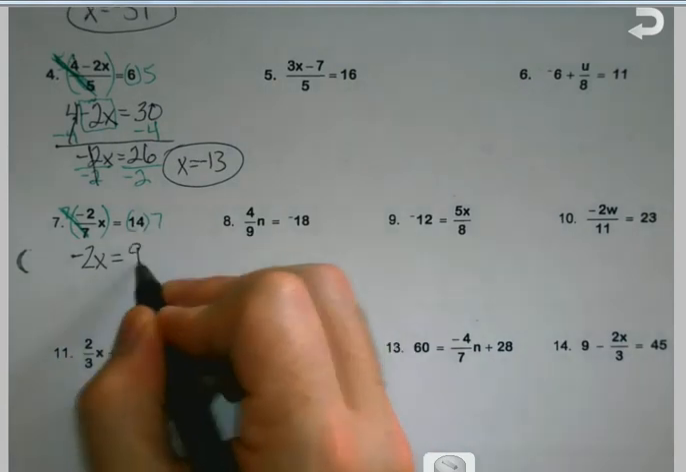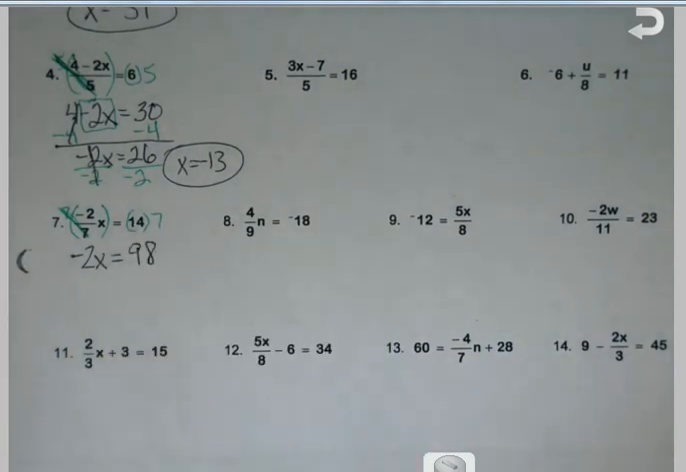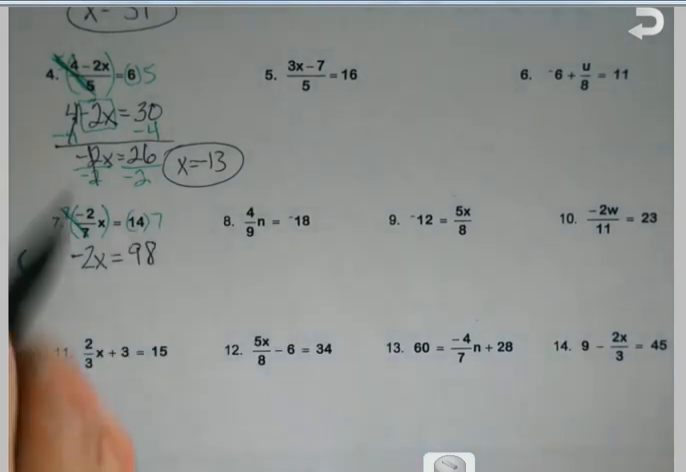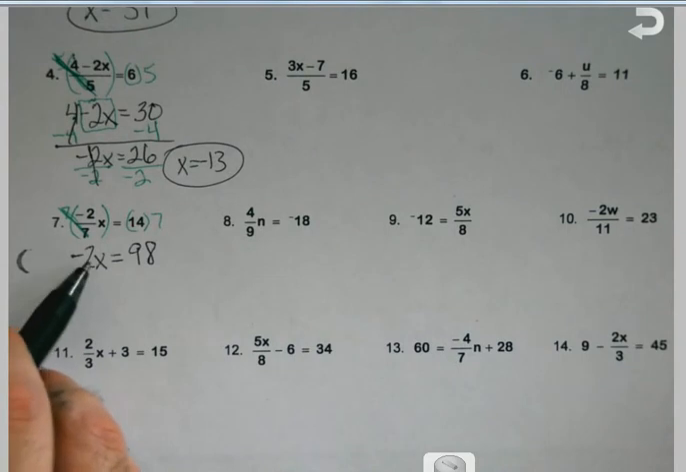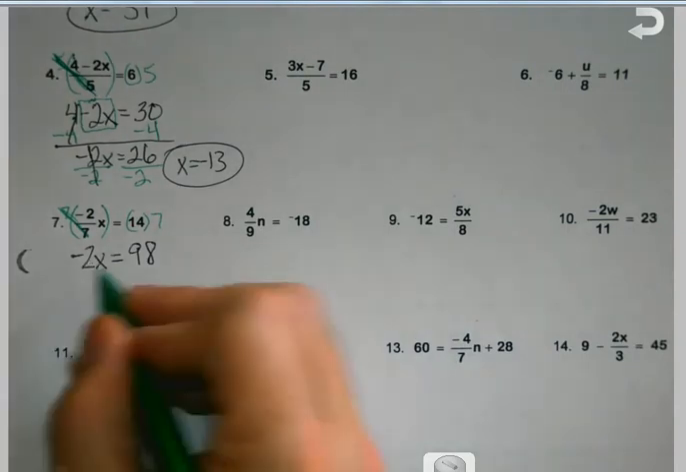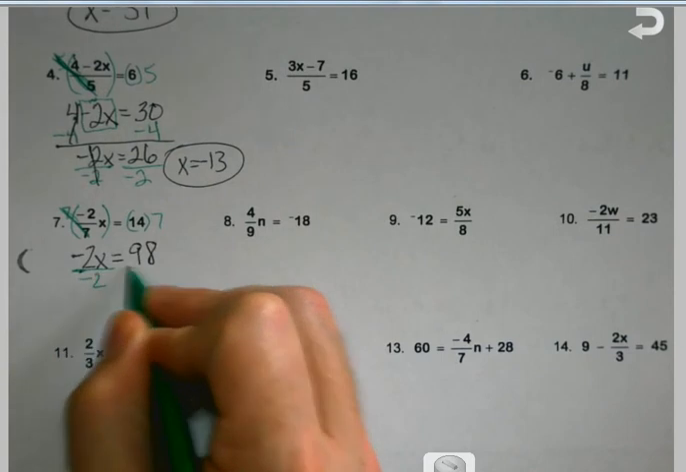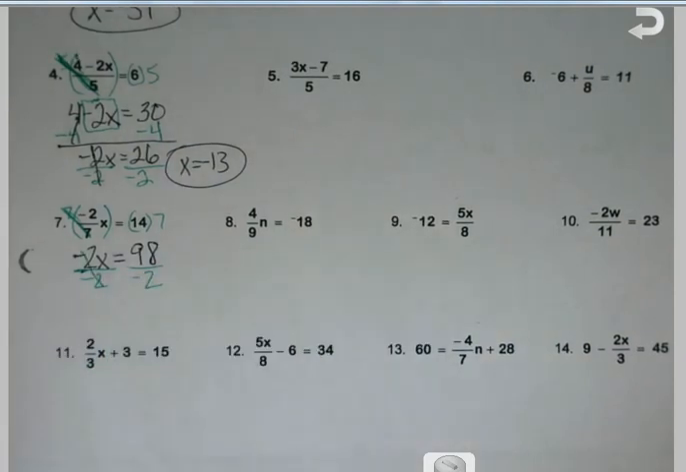14 times 7 is 98. And again, it's similar to what we just did in 4. The plus or minus, notice, isn't between the 2 and the x. So that means we're multiplying, and we undo that by dividing.